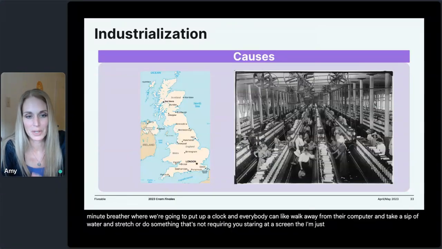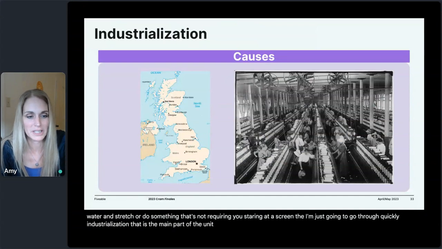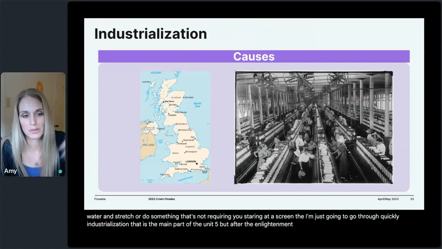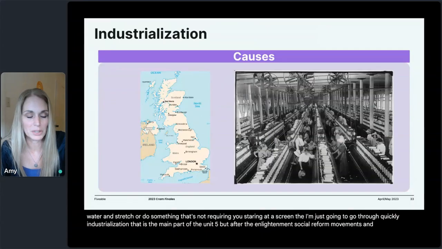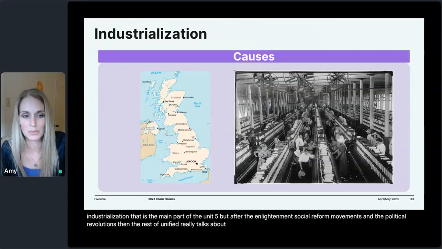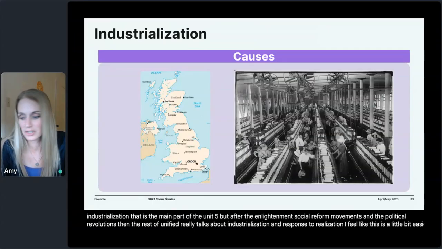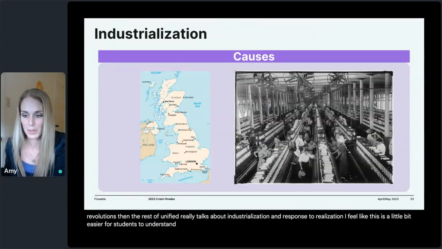I'm just going to go through industrialization quickly. That is the main part of Unit 5, but after the Enlightenment, social reform movements, and the political revolutions, the rest of Unit 5 really talks about industrialization and responses to industrialization. I feel like this is a little bit easier for students to understand for the most part.